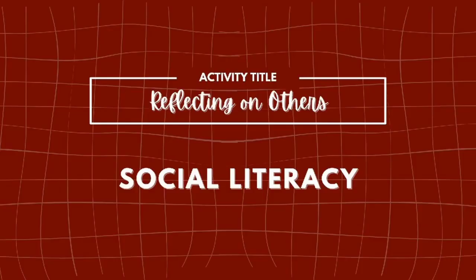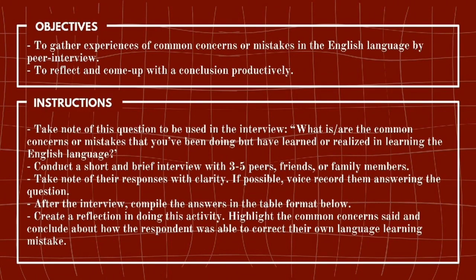As a whole, English is a language that has many considerations when learning. In this activity, the objective is to find out what common concerns or mistakes the English language has that people experience or are experiencing. As an obvious act to impose social literacy, this activity is an interview where students have to communicate or socialize with a peer, a friend, a family member, or a stranger to respond to what the activity needs.